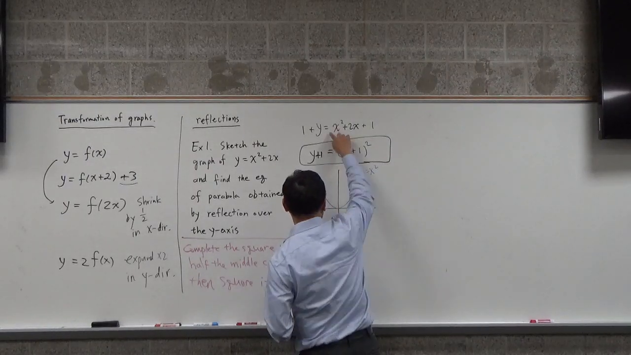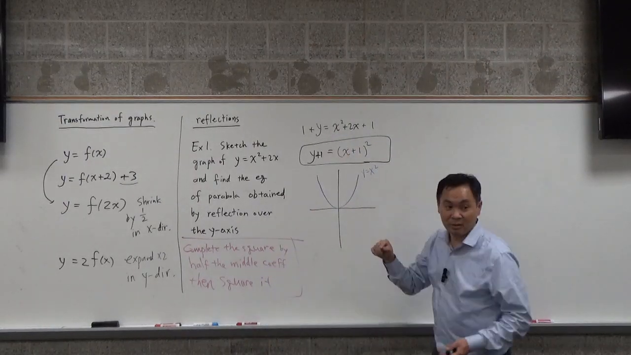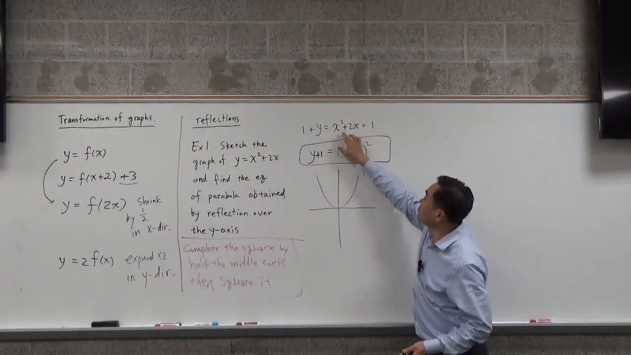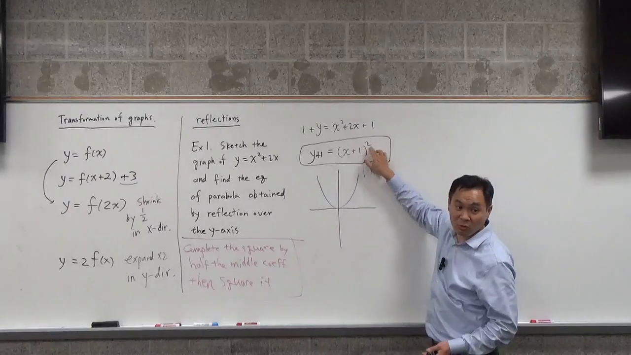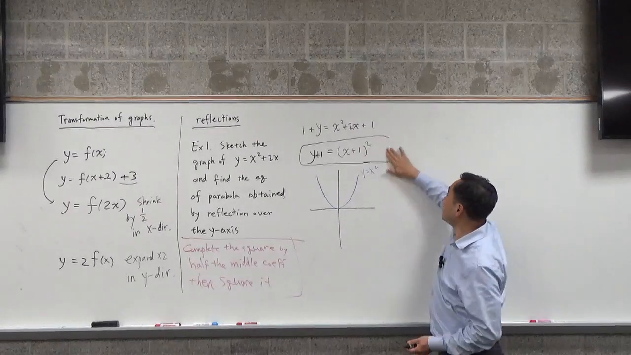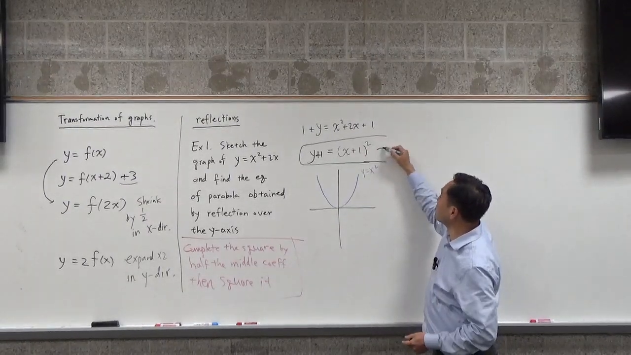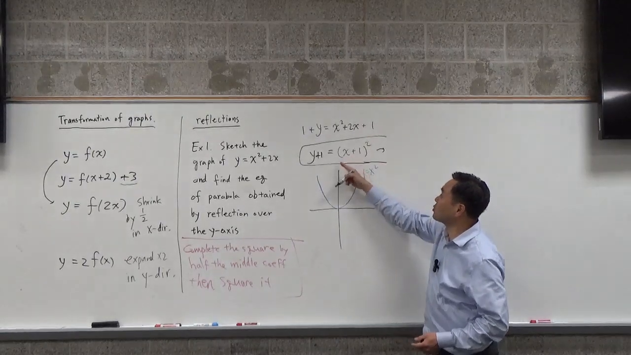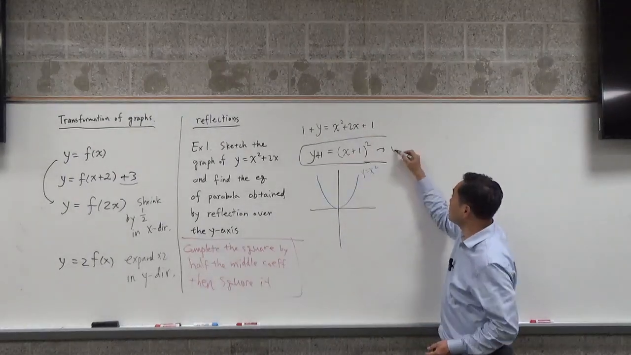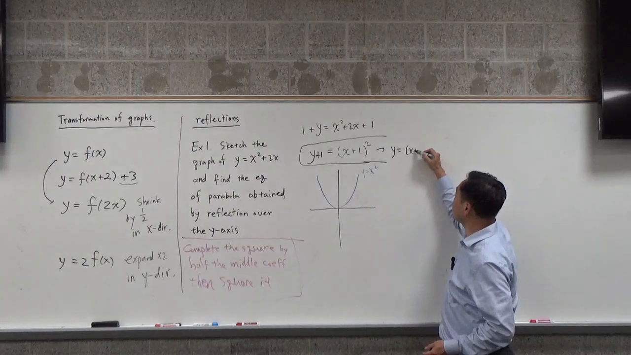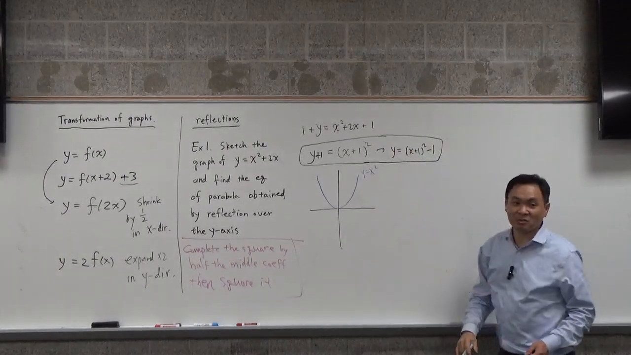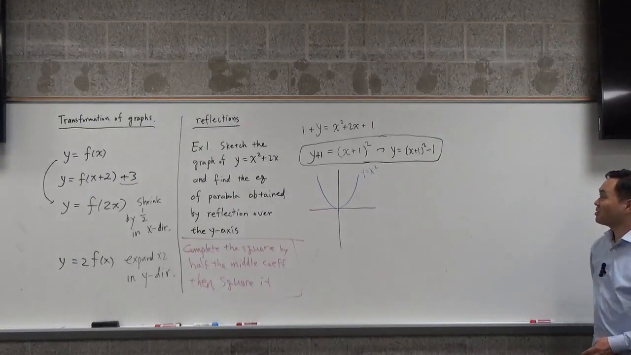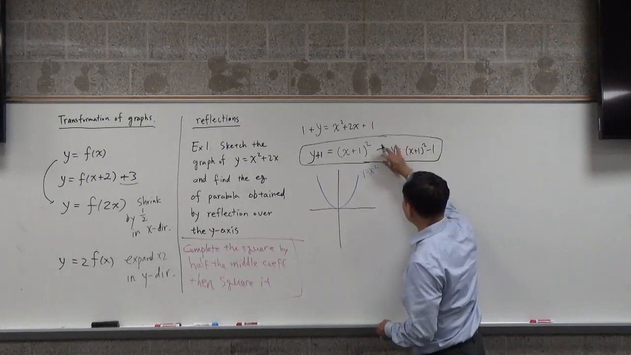So first of all, this became this. Is that okay? If you add 1 and factor the right side, this becomes (x plus 1) squared. Right? And then, after you've managed to complete the square, you subtract 1. So you get y equals (x plus 1) squared minus 1. All right. Sorry if I skip steps, some people end up being confused.